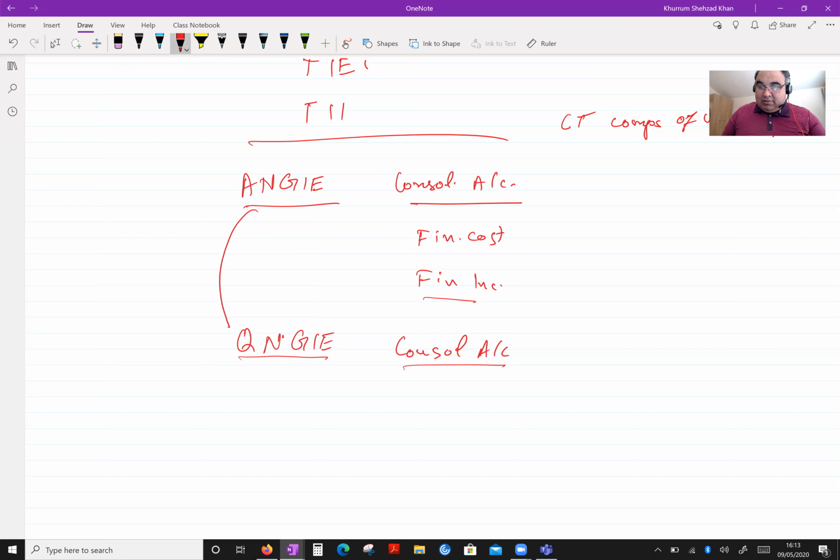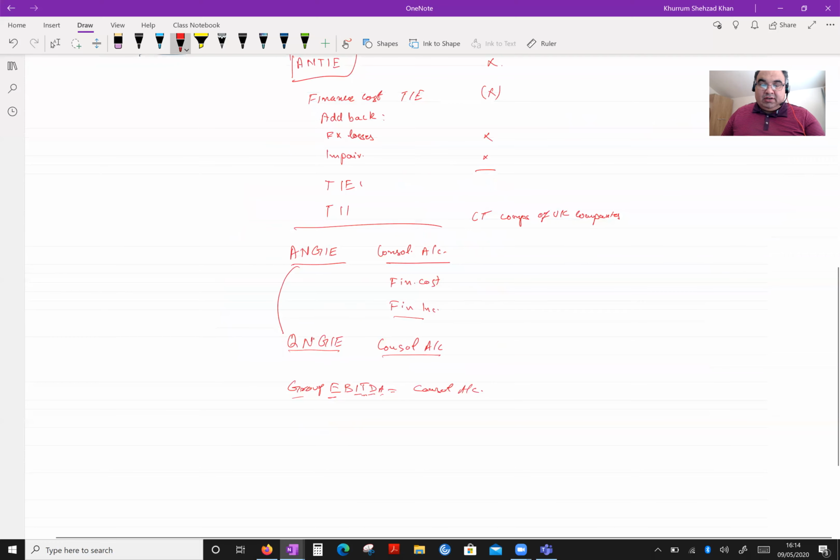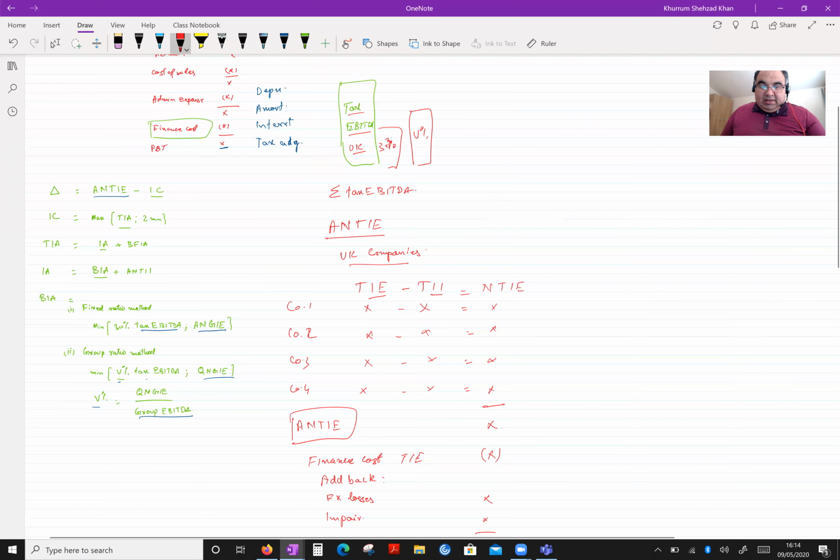Now, what else? Group EBITDA. First, we said tax EBITDA. When you were looking for tax EBITDA, you were looking only at UK companies. While doing group EBITDA, you are again looking at consolidated accounts. Simply, for group EBITDA, you take earnings, take out interest, take out tax, take out depreciation, take out amortization. That gives you group EBITDA. I think that gives a brief outline of your CIR calculation. And that's it. Have a good day.